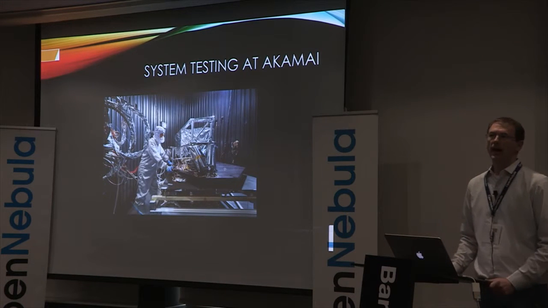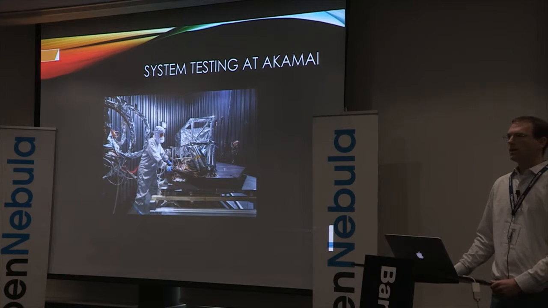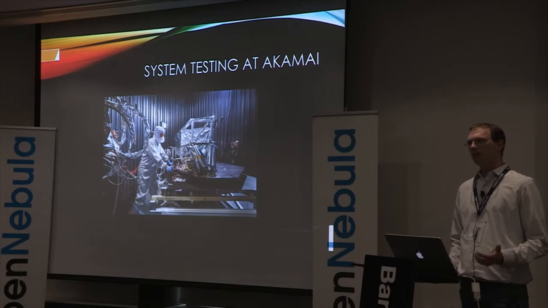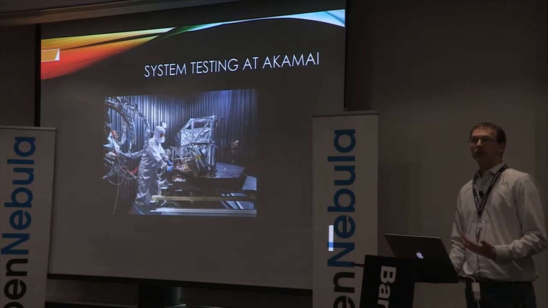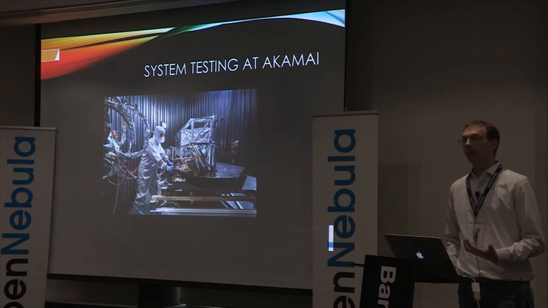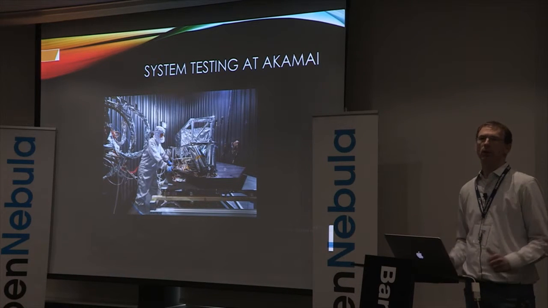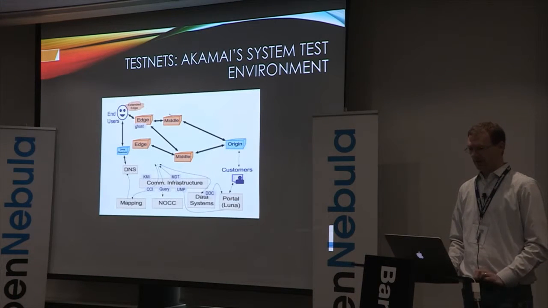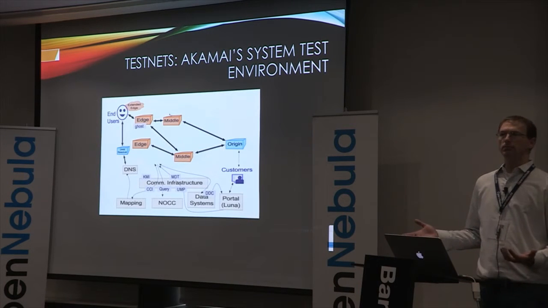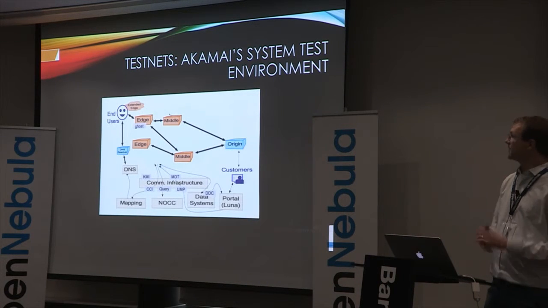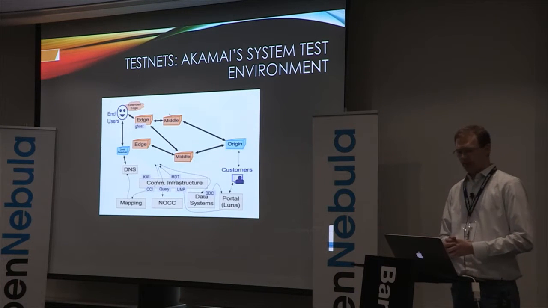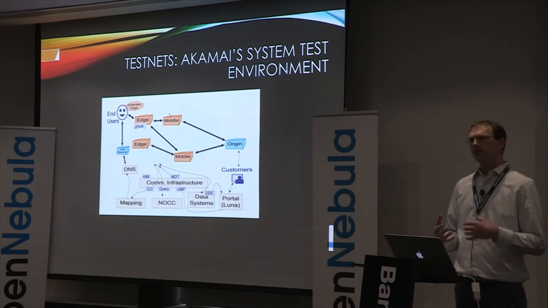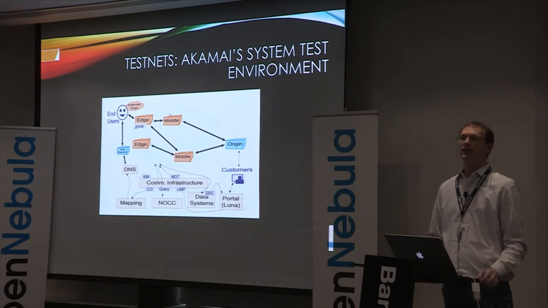Which brings us to the problem that I'm here to tell you about today. System testing at Akamai is very challenging. In order to test Akamai systems in the lab, we need to build some semblance of a replica of this enormous distributed system that we're running on our production platform. And that's very challenging. At Akamai, we call these mini instances of Akamai's distributed system testnets. Testnets are our system test environment. They consist of all the different infrastructure systems, security systems, and user-facing systems that are serving content to all of you.